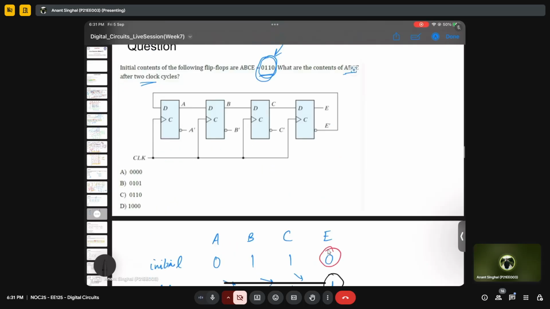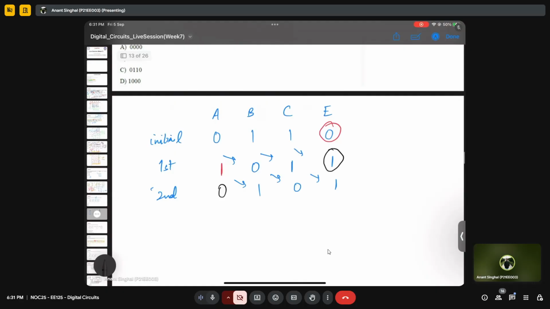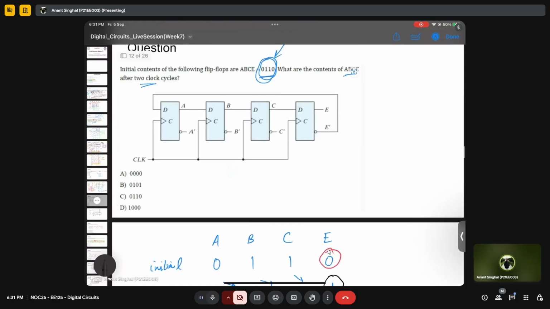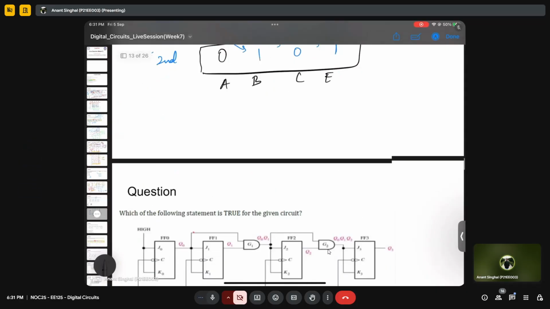Oh, so it is asking after 2 only. Okay, yeah, so this is a very simple question. After 2 cycles, this is your ABCE. The question asks for ABC only. So yes, option B is the correct answer. Okay, so if this is clear, let's move to the next problem.